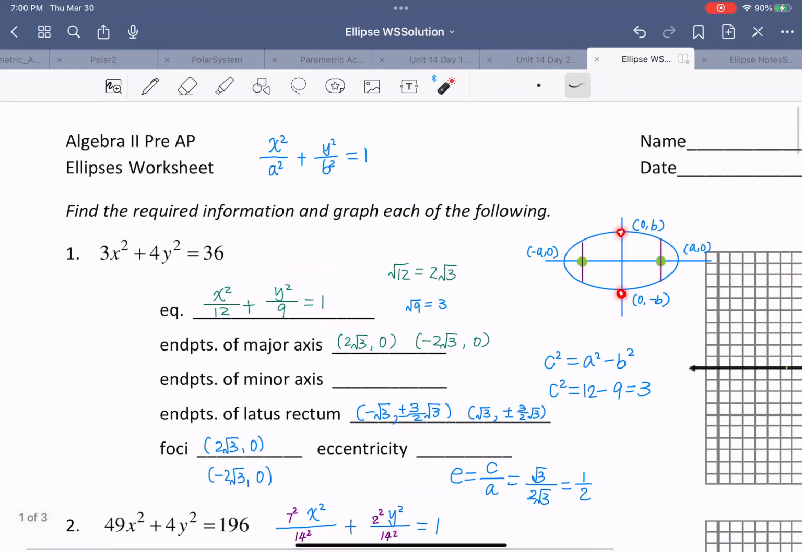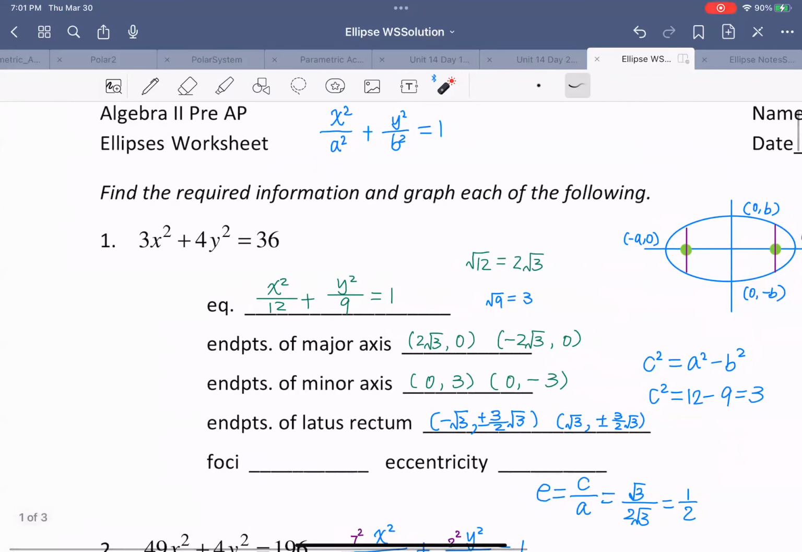This is called the endpoints of the minor axis. So what are these two points? This is 9, b squared. So b is 3. So this point is what? 0, 3. Good. Another one? 0, negative 3. Yes. So far, so good. Yes. Next.